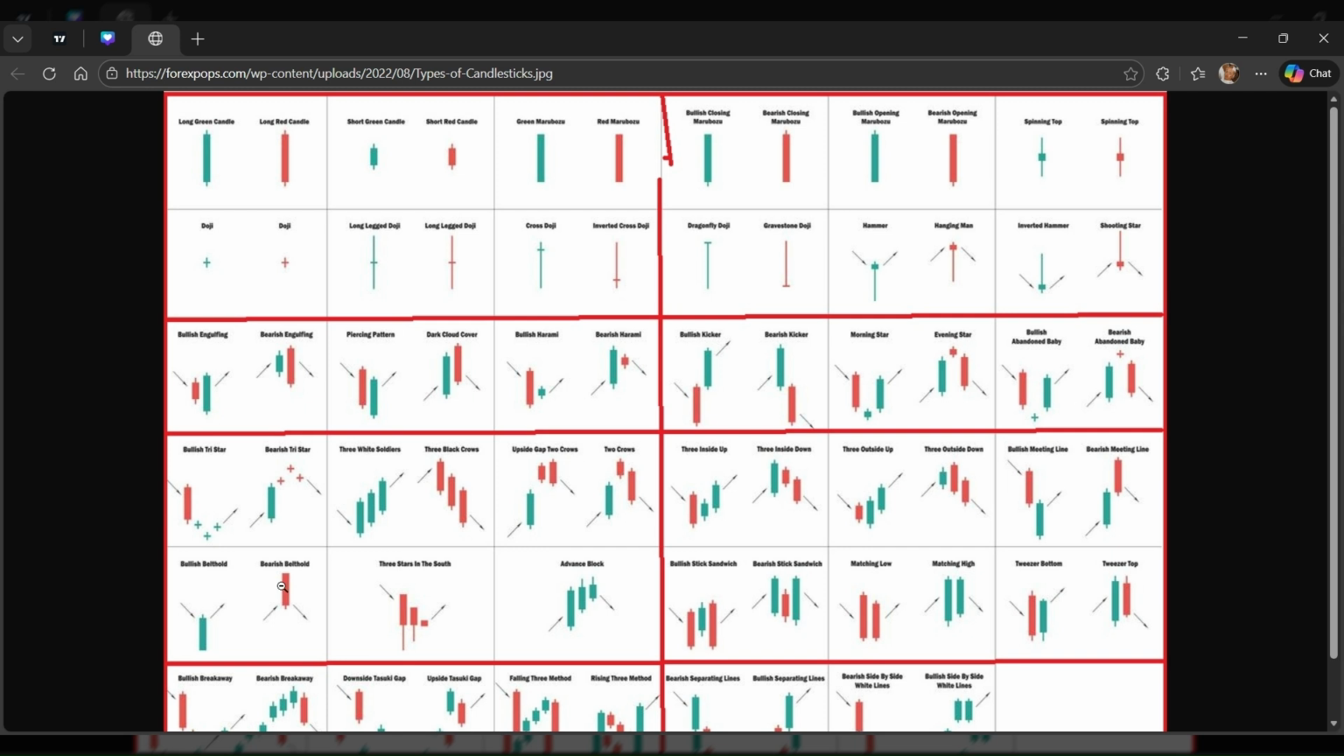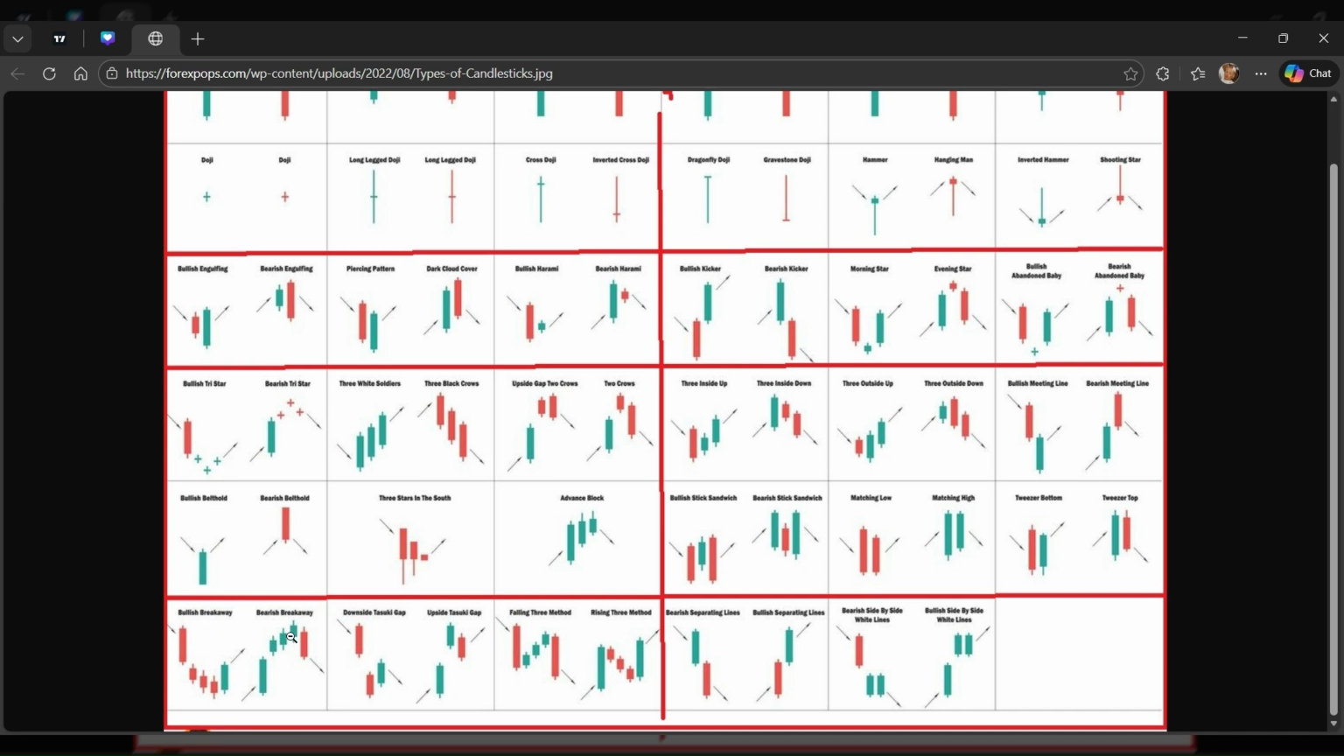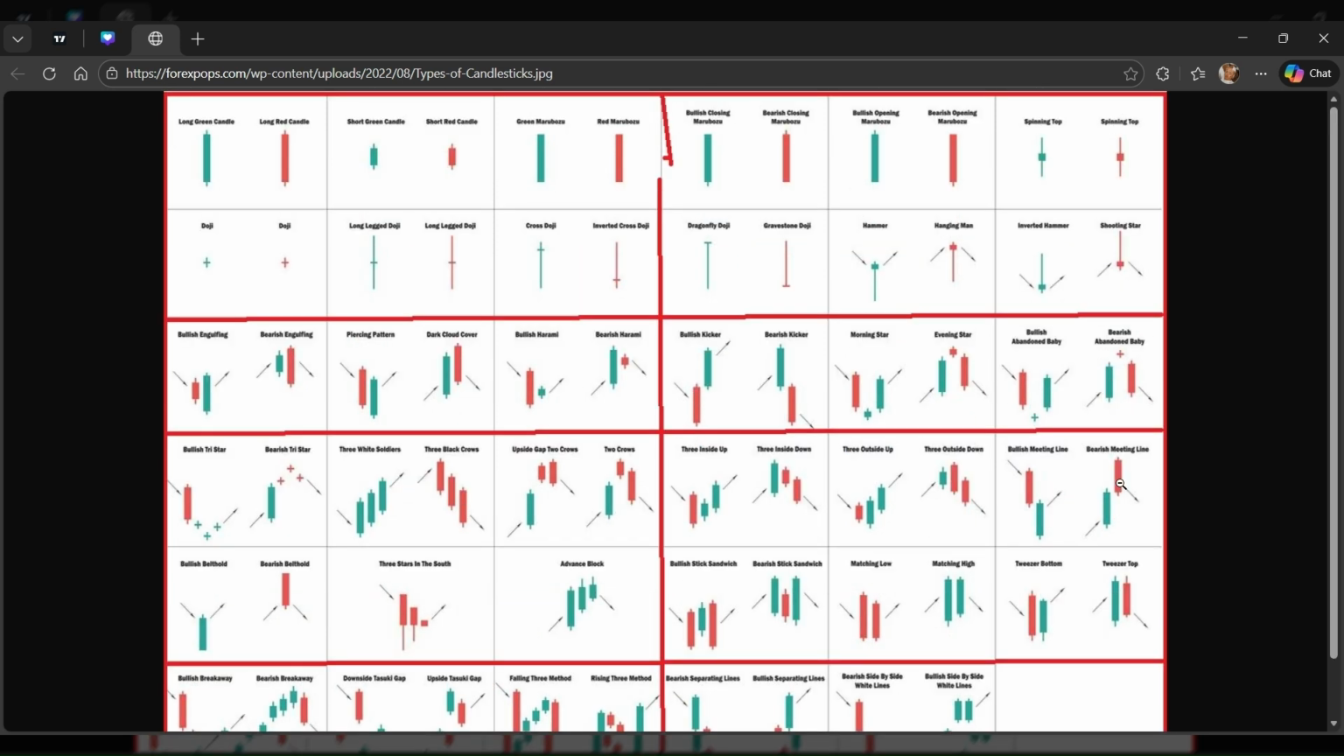Another one I like a lot is the bullish and bearish breakaway. I use these all the time. When price starts slowing down and then the next candle is green at a bottom or red at the top, I like shorting or going long in the respective direction that it goes, just because these are pretty high likelihood to work.